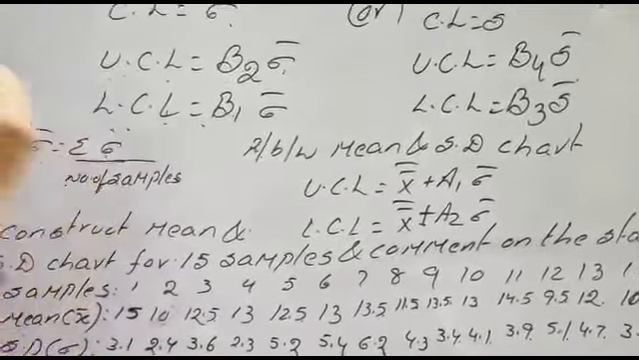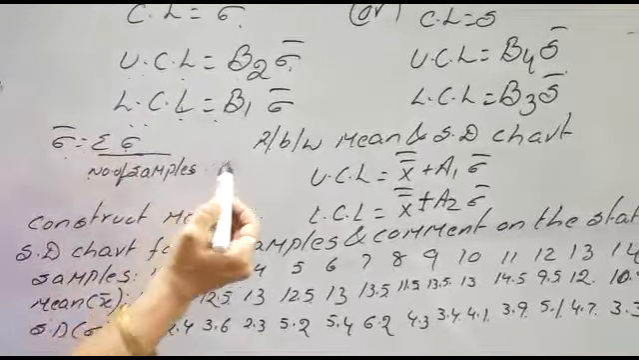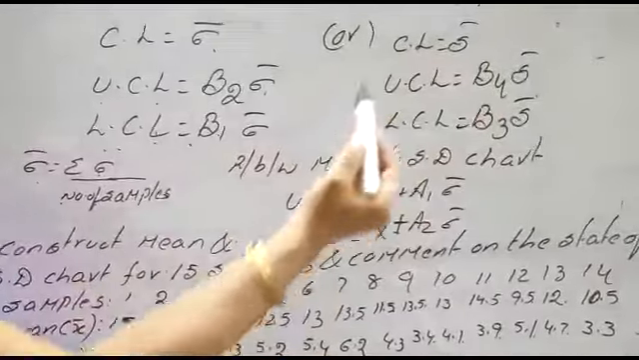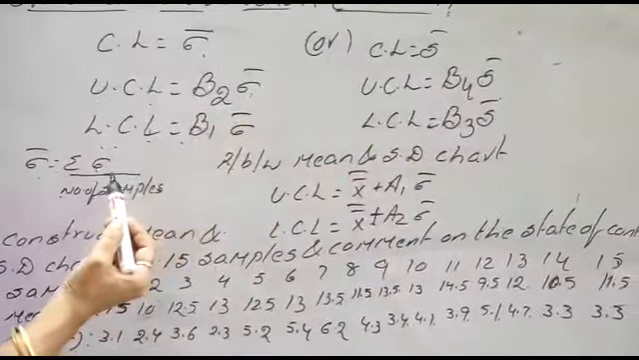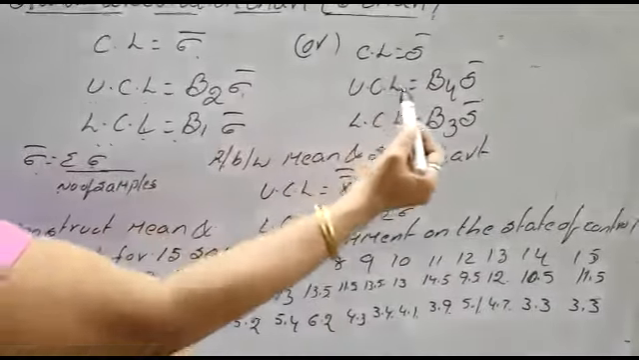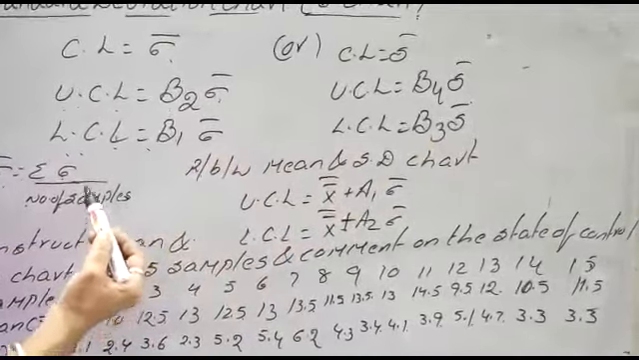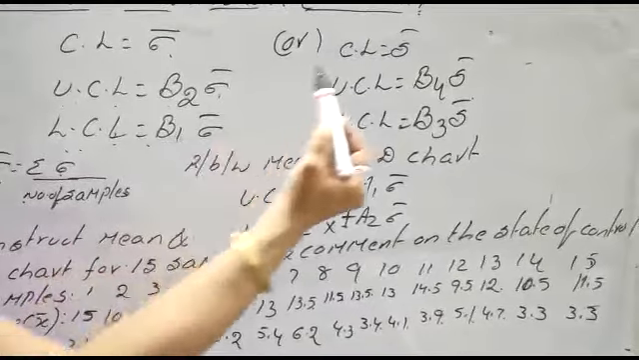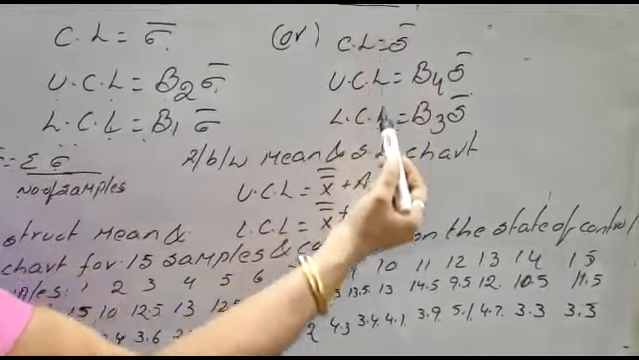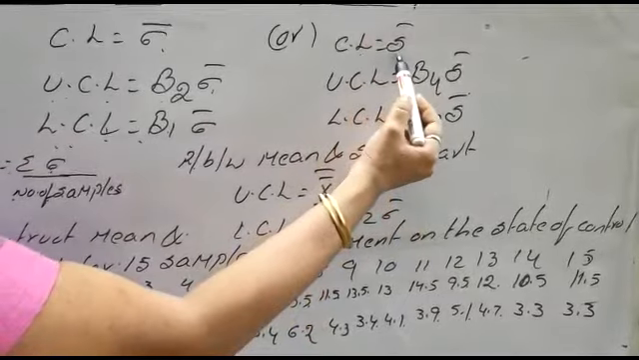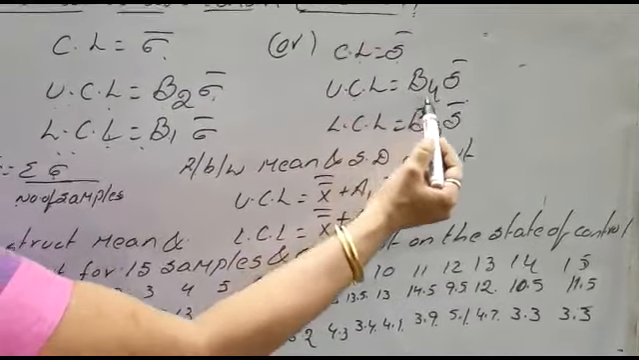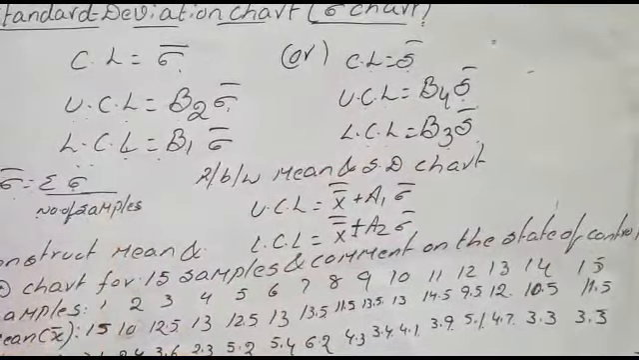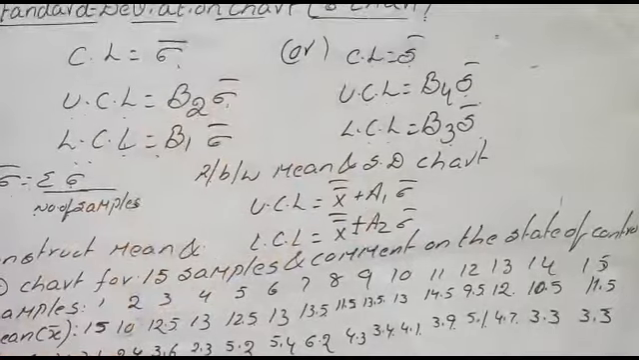If in any problem the sigma values are not mentioned, you can construct a standard deviation chart with respect to S bar also. S is also nothing but standard deviation, and sigma is also a standard deviation. There is a difference between S bar and sigma bar. S bar is applicable for small samples, whereas sigma bar is applicable for large samples. Therefore, according to S bar, the control limits are CL equal to S bar, upper control limit B4 S bar, and lower control limit B3 S bar. Therefore, we can construct the standard deviation chart by using either of these two formulas.